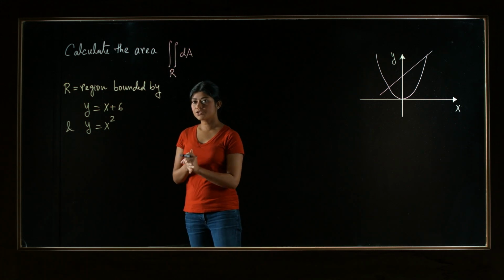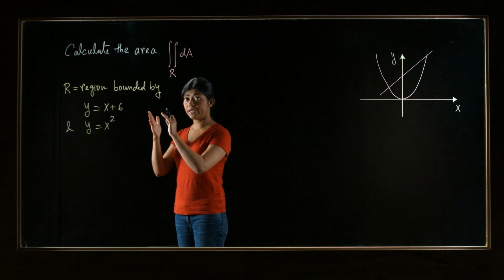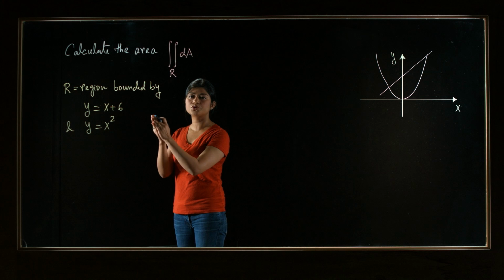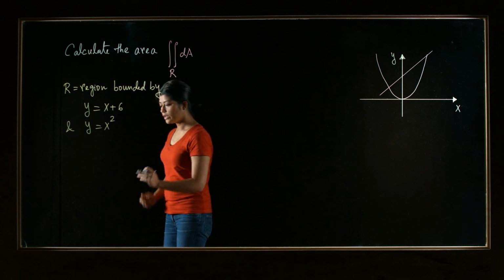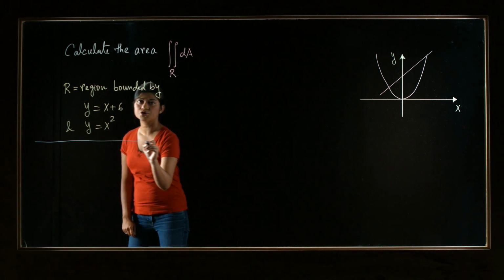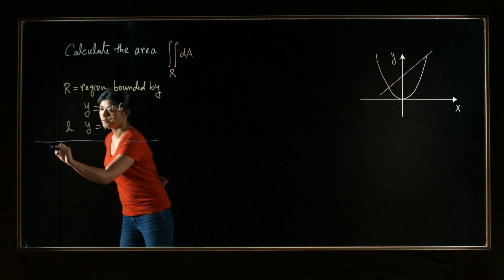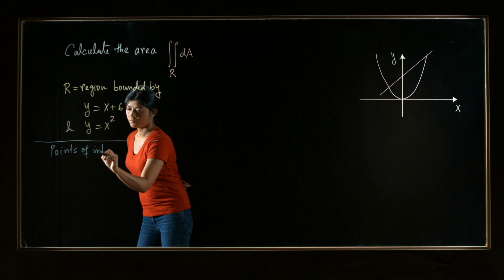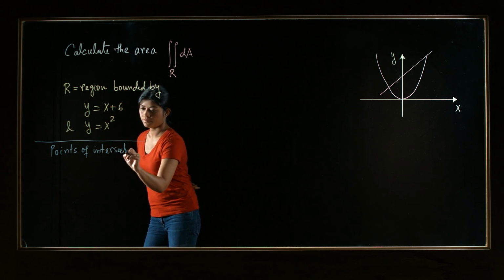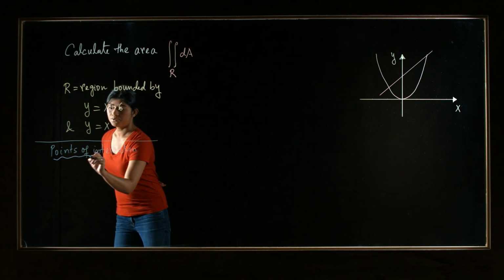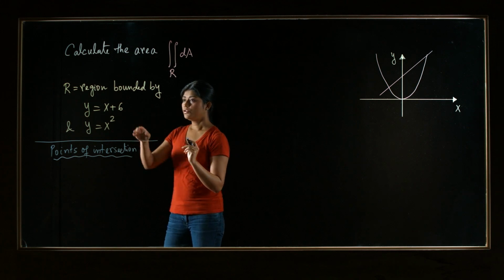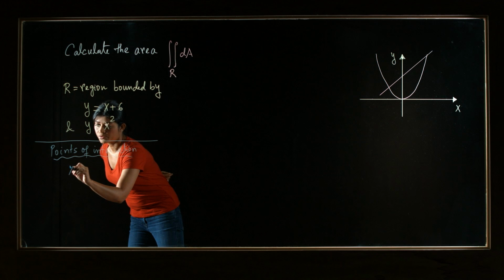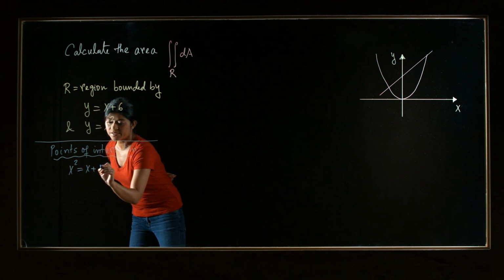Now, the very first thing that you should do when you have to find area bounded by two curves is first figure out where those two curves intersect. So let's find the points of intersection of these two curves first. So how to calculate points of intersection? You can do that by setting the two equations equal to each other. So we have x squared is equal to x plus 6.